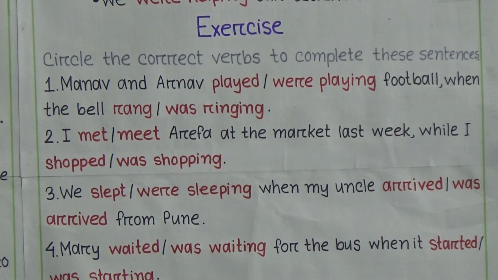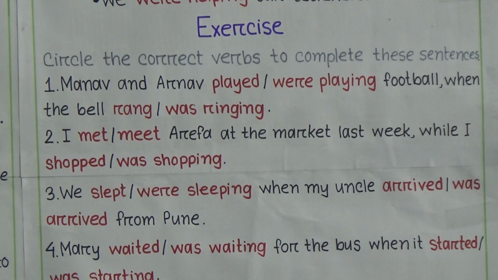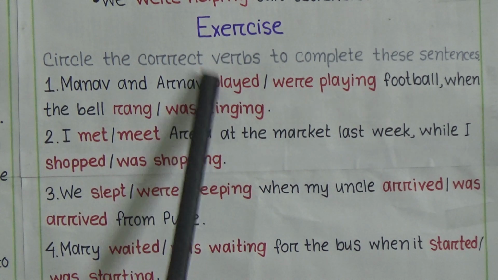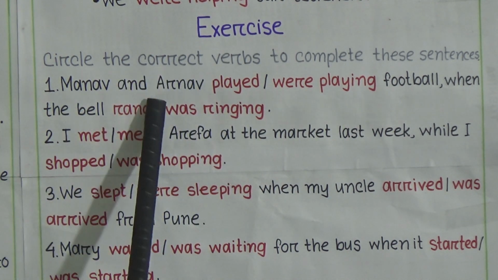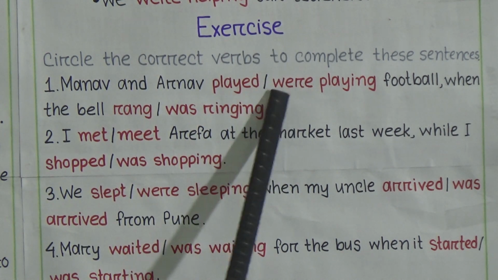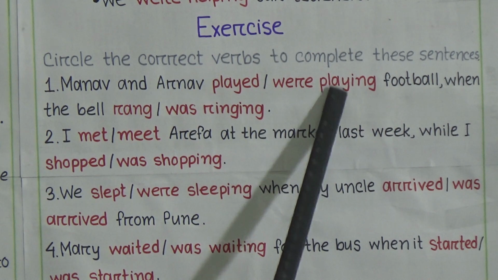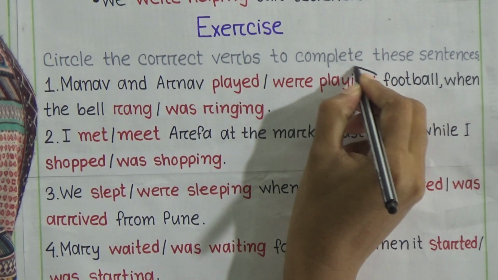Think that Manav and Arnav, how many boys? These are the names of two boys. So here, how many boys? Two boys. They are plural, must be plural. So with a plural subject, we have to use a plural verb. We have to use were, and with the verb we have to use ing. So we must make a circle here. Were playing.